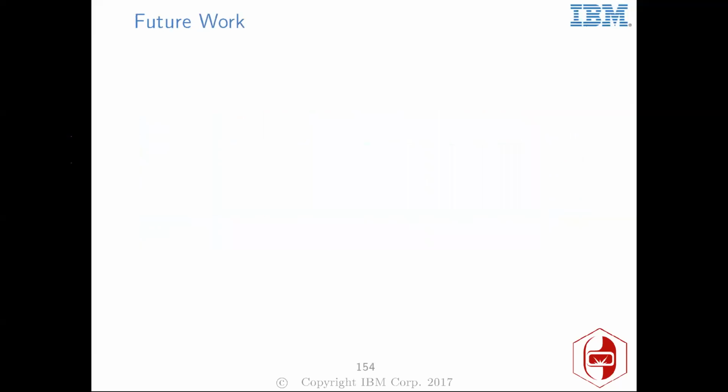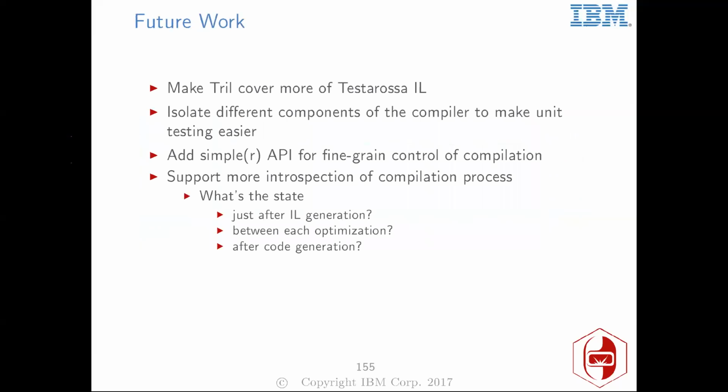And I've come up with a decent list of things. First of all, of course, Tril could cover more of Testarossa IL. There's still certain things that it can't quite represent accurately enough. So improvements to Tril can be done. Isolating different components of the compiler so that we can make unit testing each one of them easier, so that we don't have to worry about the interdependence between all these different classes involved in the compiler.